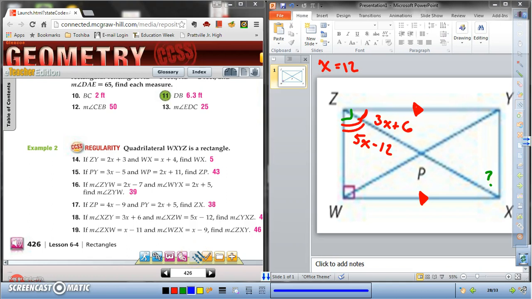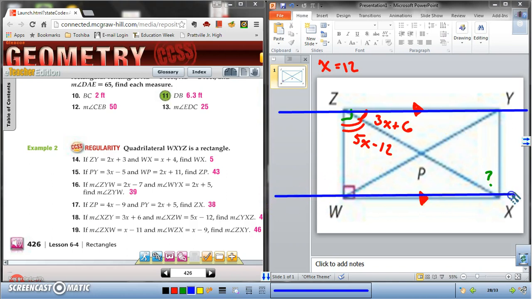Anyway, so we were talking about how we can relate the information that we're given here to the angle that we're asked to find. And we know that ZY is parallel to WX because a rectangle is a parallelogram. So what we're going to do here is zoom in, so to speak, or focus our attention on just a few specific parts of this figure.